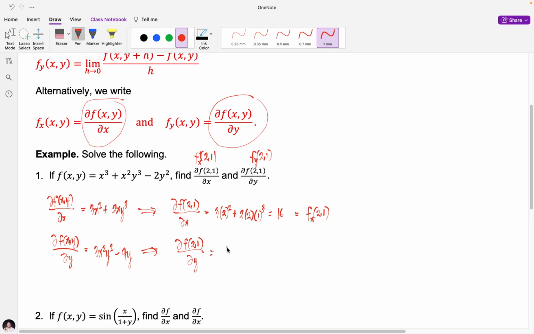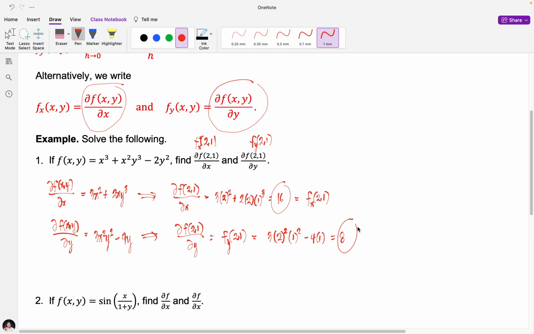Again, that is the same as f of 2, 1 with respect to y. So that is 3 times 2 squared times 1 squared minus 4 times 1. So this is 12 minus 4, which is 8. So first, we have 16, and for the second one, we have 8. Okay? So that's it for number 1.